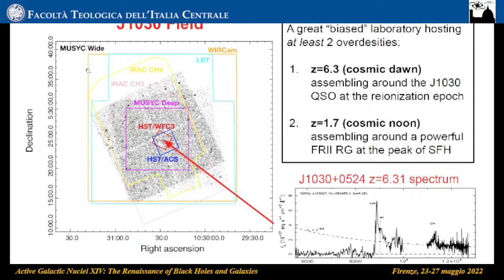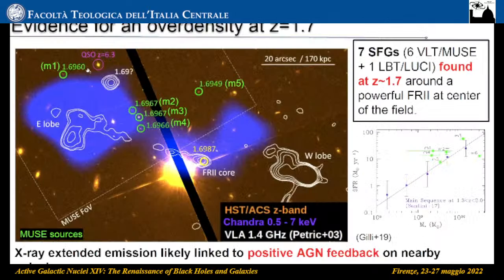to the radio band. And thanks to this observation, we serendipitously discovered another overdensity of star-forming galaxies that are assembling around a powerful FR2 galaxy at redshift 1.7. So you can see here the HST image of the region around the radio galaxy. These are the 1.4 GHz observations performed with VLA in 2003. And you can see here that thanks to MUSE and LUSI observations, we discovered 7 star-forming galaxies around the FR2.